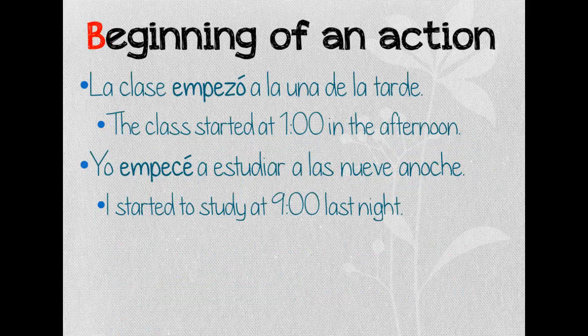The B stands for the beginning of an action. So if you remember, to begin or to start are the verbs empezar and comenzar. So definitely whenever you use those verbs, you're going to be using the preterite tense. So for example, la clase empezó a la 1 de la tarde. The class started at 1 in the afternoon. Or yo empecé a estudiar a las 9 anoche. I started to study at 9 o'clock last night. So this again kind of ties in with a completed action because if you started to study, you have already started, so that is completed as well.